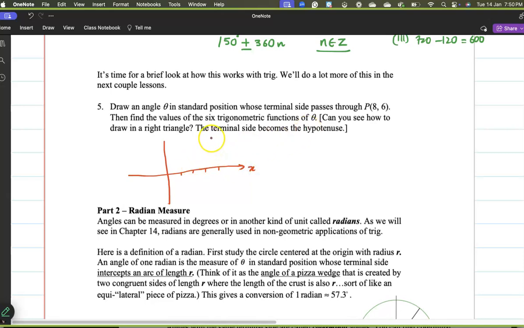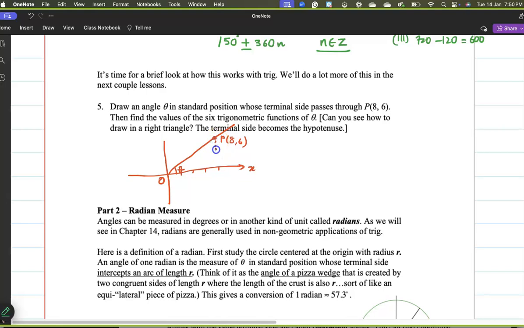So 8,6 is somewhere here. So P is 8,6. Draw an angle, standard position, terminal side. So the terminal side passes through 8,6. So this is my terminal side, and this is the angle theta.